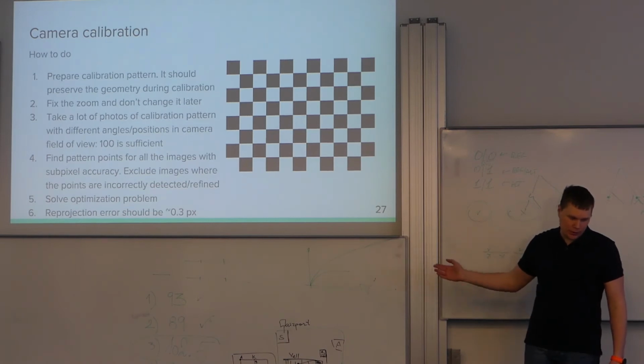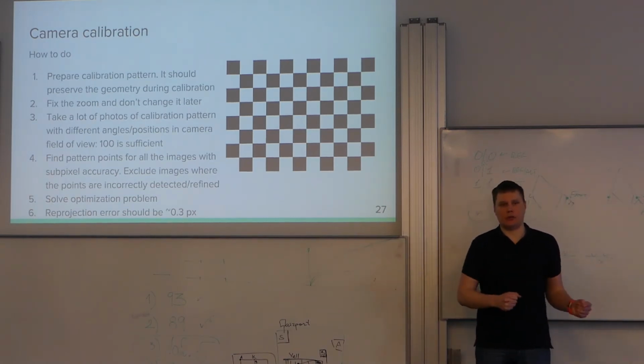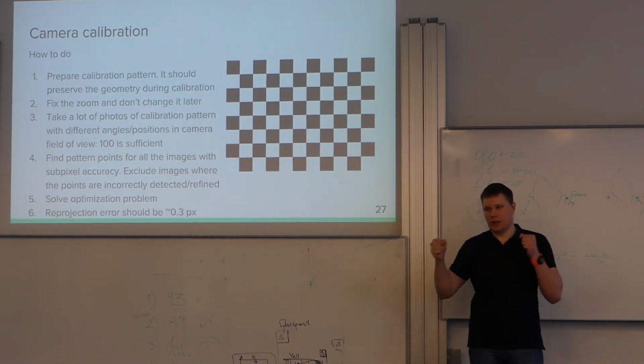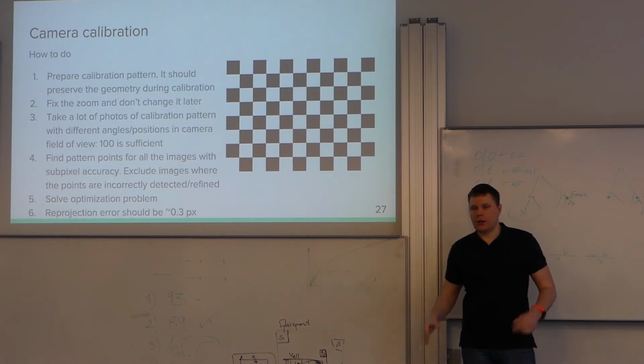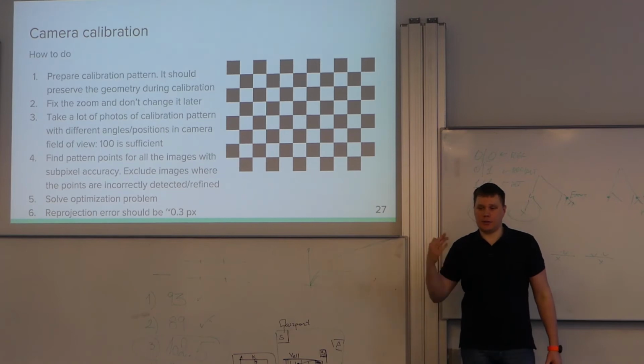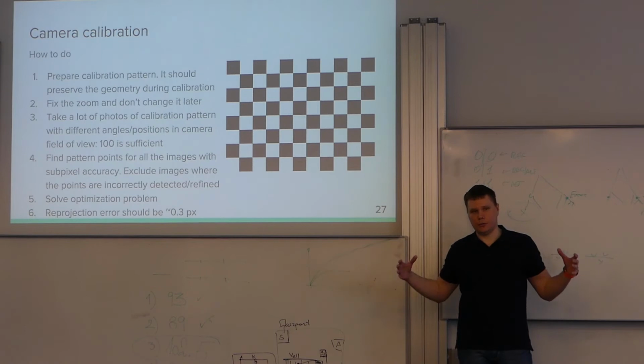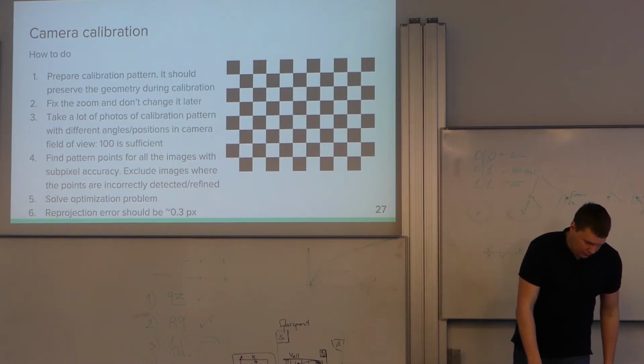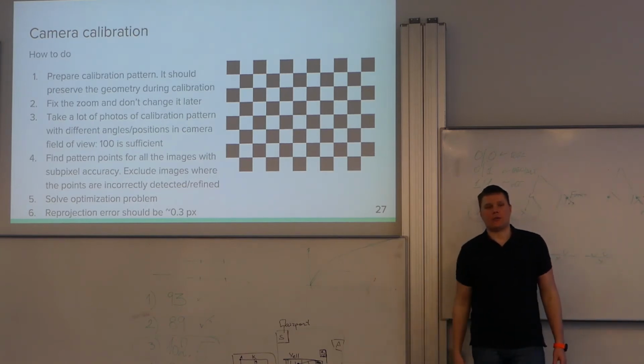Another step is to take a lot of photos of our calibration pattern. We use the camera and our good calibration pattern, and by taking a lot of photos with various angles and various positions, we can cover the whole field of view of the camera. It's better to cover the whole field to correctly restore all the distortion coefficients and the camera matrix. Usually 100 frames is sufficient for a good calibration.